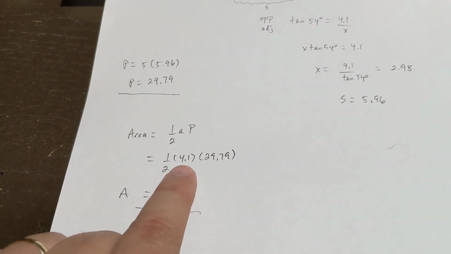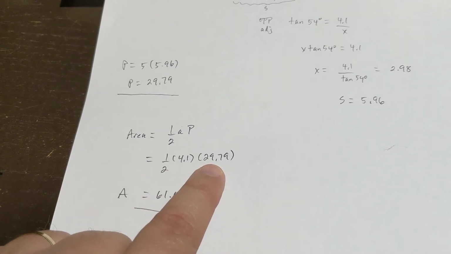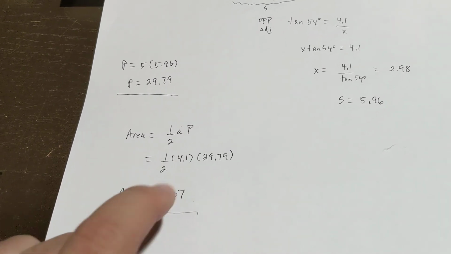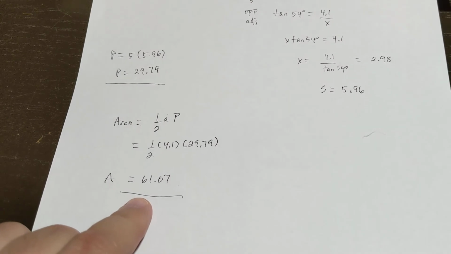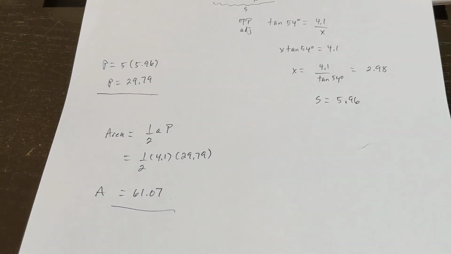And now that I know the perimeter, I'm just going to substitute these things in. So the apothem was 4.1. The perimeter is 29.79. Do the math with your calculator. Ta-da, 61.07.